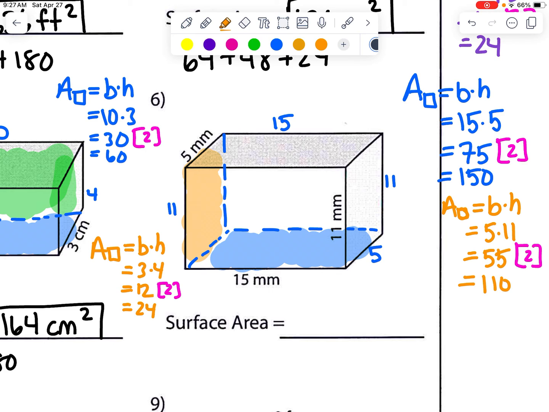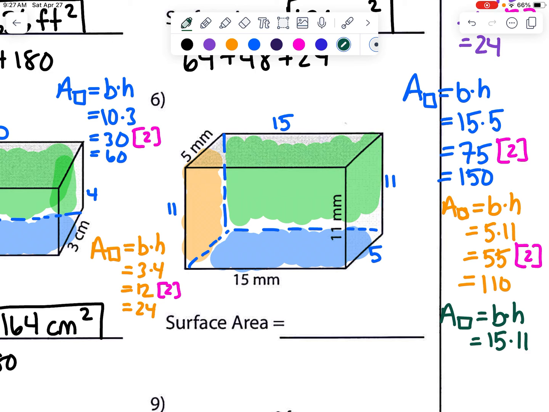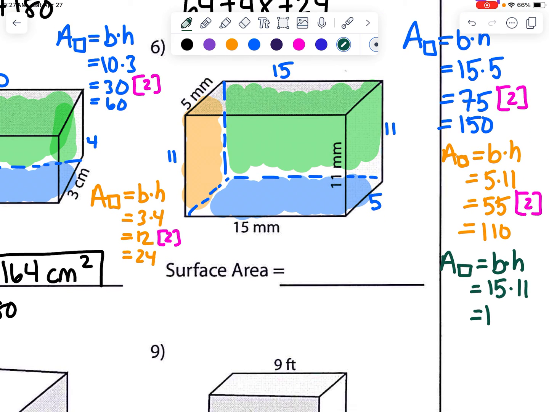And now let's focus our attention on the back rectangle over here. The back rectangle over here would have dimensions of 15 by 11. So we would have 15 times 11. And that would be 165. So if the back's 165, that means the front is 165. 165 times 2 is 330.